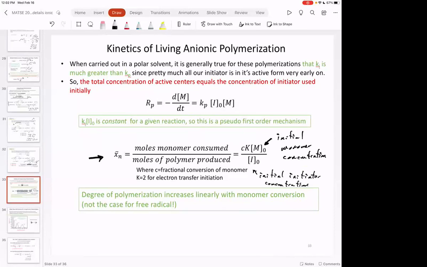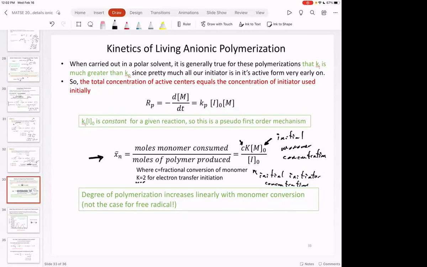And there's a couple things that we have to remember. K equals 2 for electron transfer initiation. So mostly it will be K equals 2 because we're going to do living anionic polymerization. And we need to build in the conversion because we don't necessarily use all the monomer. But now this gives you a way where you can pre-calculate X bar N relatively easily by the ratio of initial concentration of monomer to initial concentration of initiator.